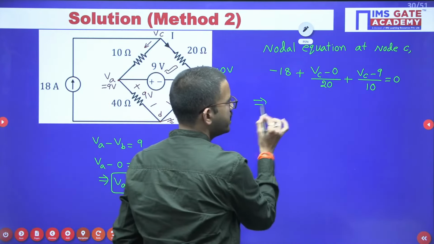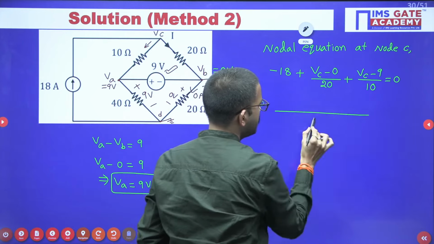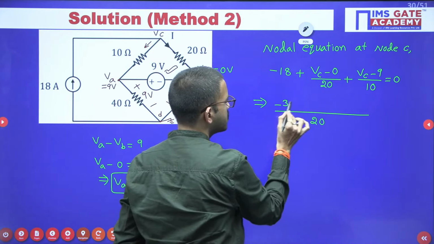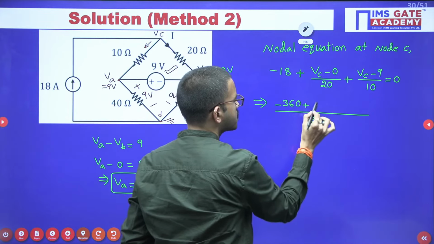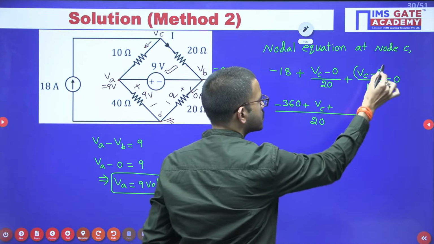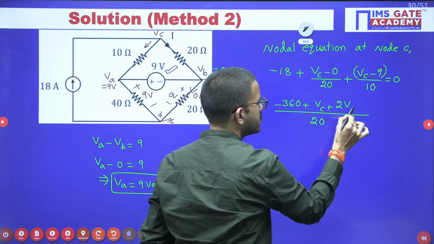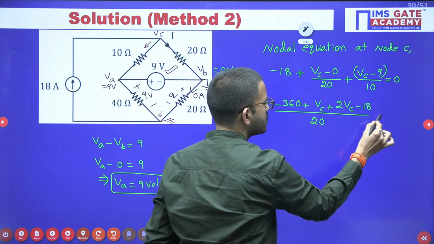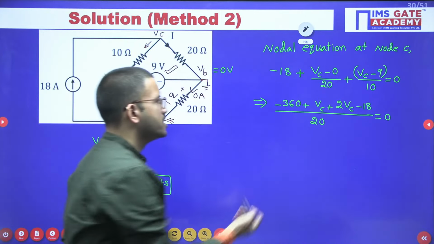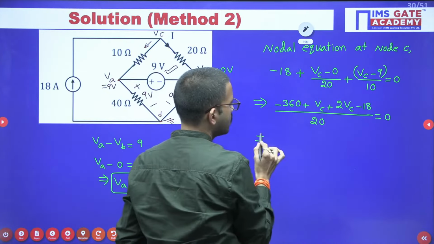So for the time being, here you can take the LCM. LCM will be 20. 20 into minus 18, you will get minus 360 plus VC plus 2VC minus 18 is equal to 0. Okay, just do the cross multiplication.